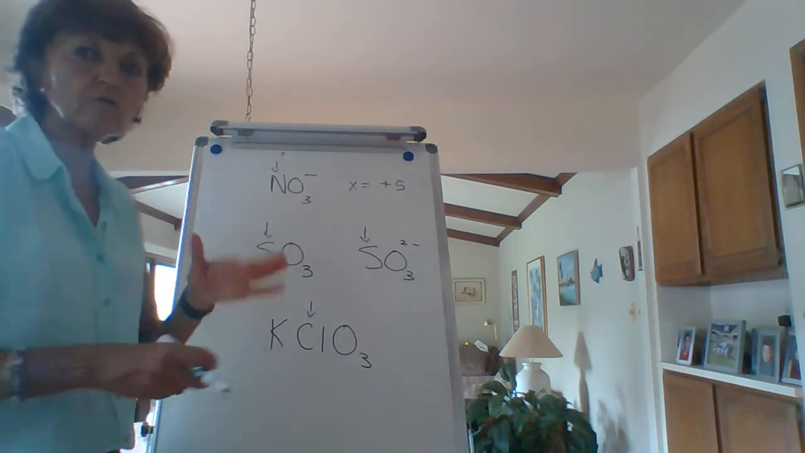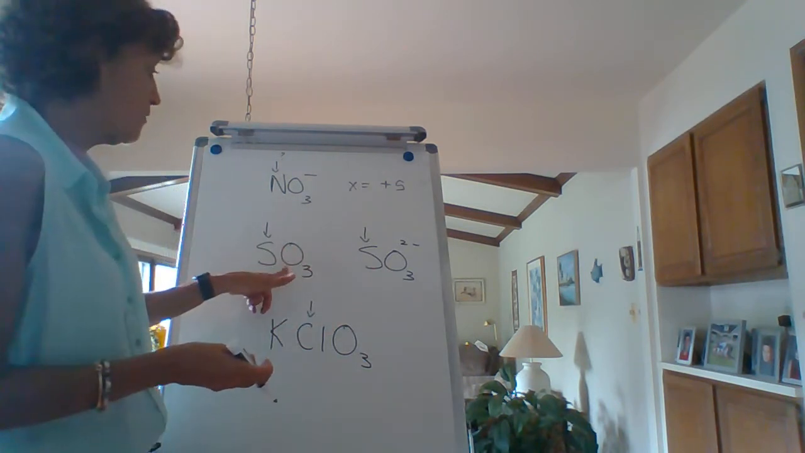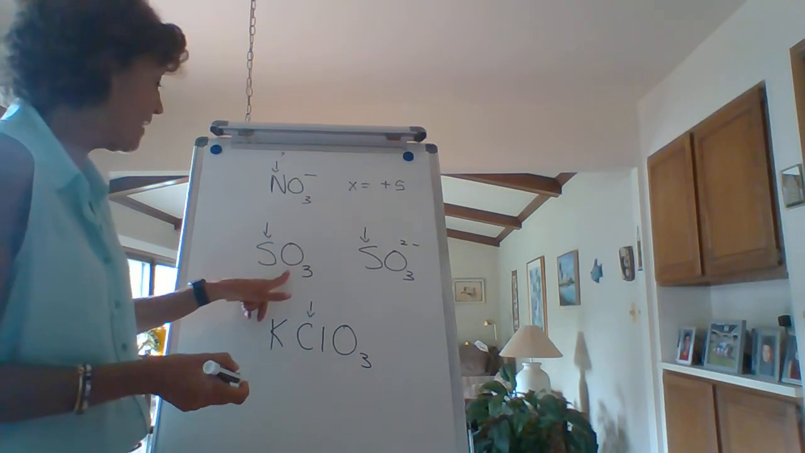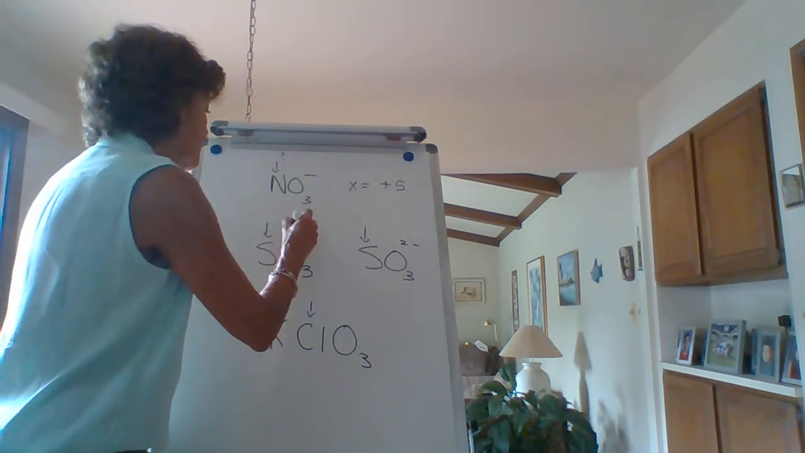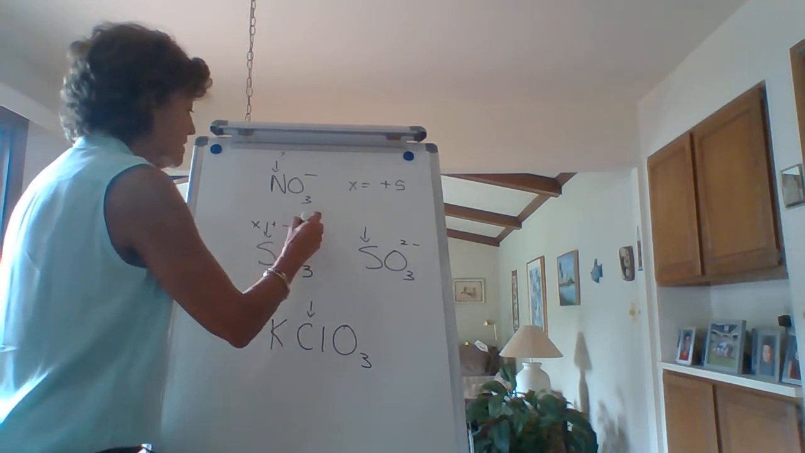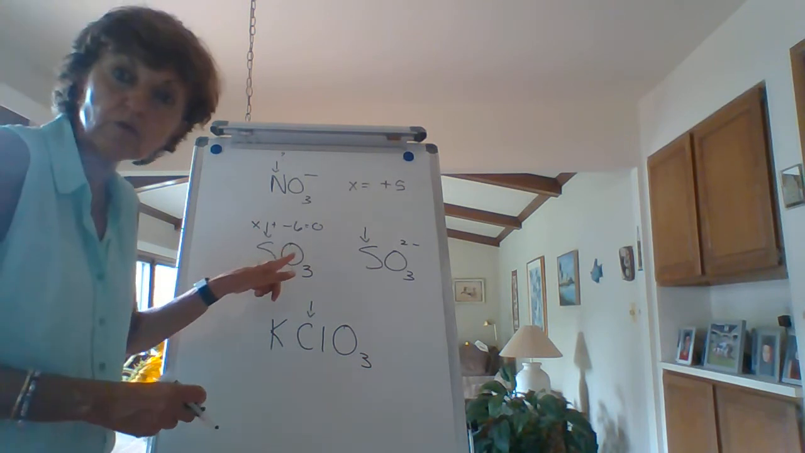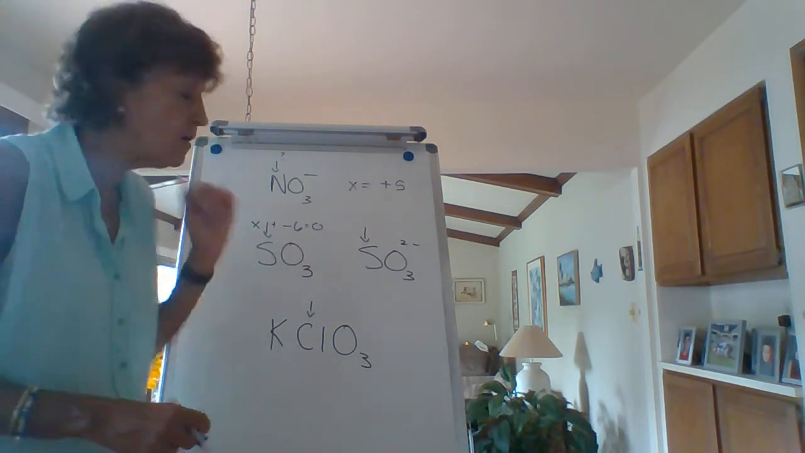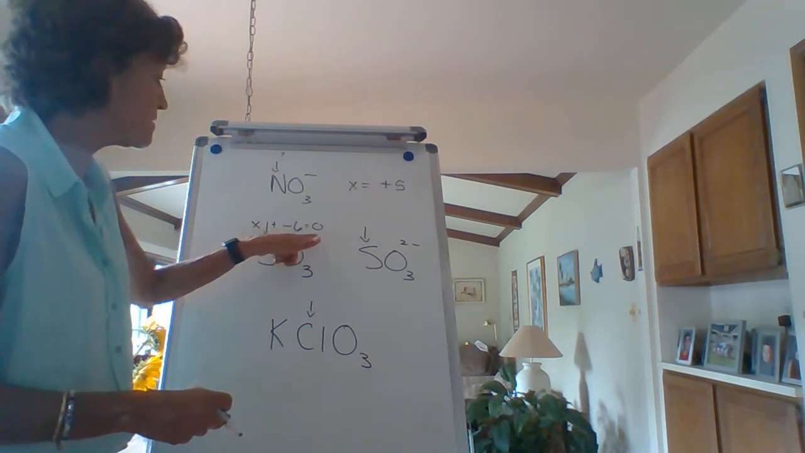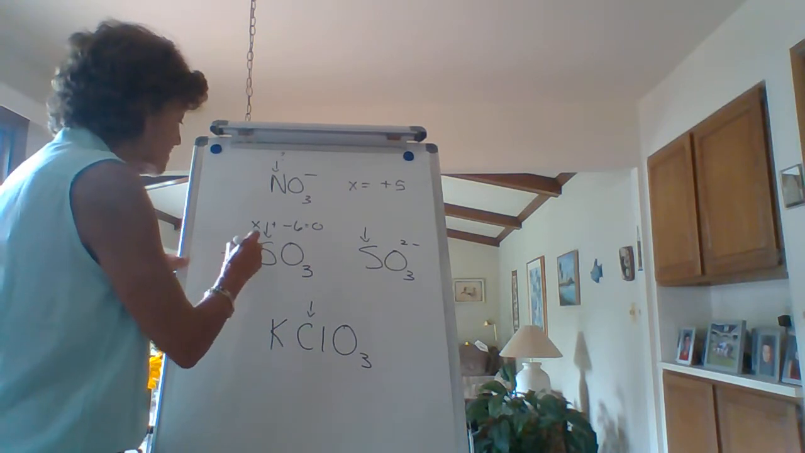How come? Because the rule said the oxygen is usually -2. So this is -2. I have -2 times 3 of them. I have 3 of them. That's -6. So this is -6. This is my unknown, x. X plus -6 has to equal 0. How did I get the -6? Remember the rule that says oxygen is -2? So -2 times 3 is -6. This is x plus -6 equals 0. So therefore, this sulfur must be +6.